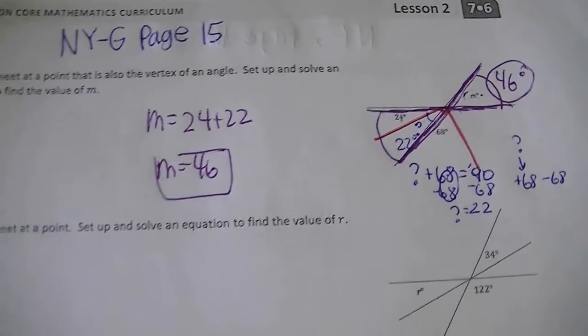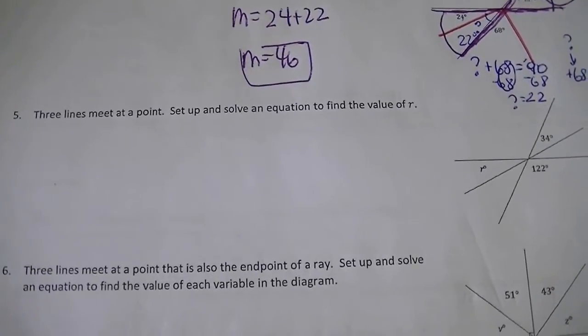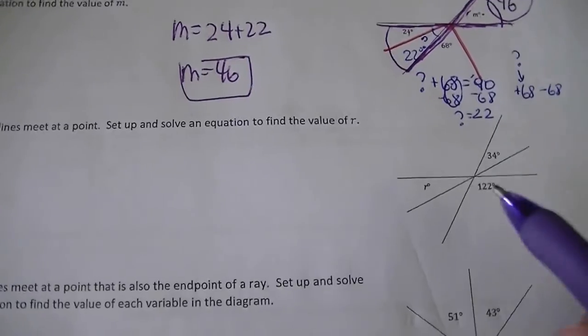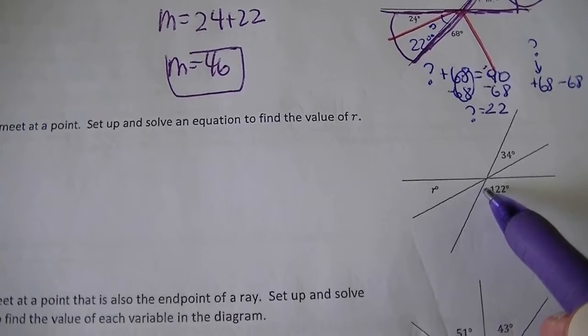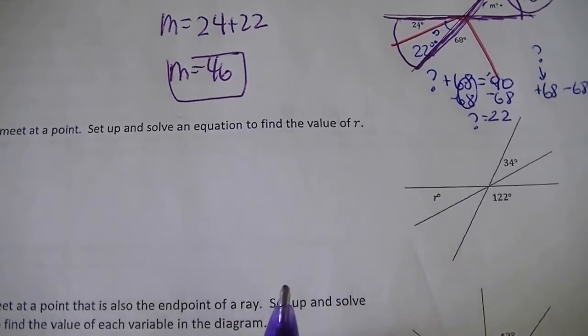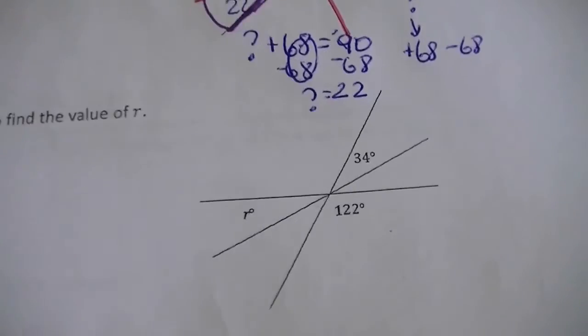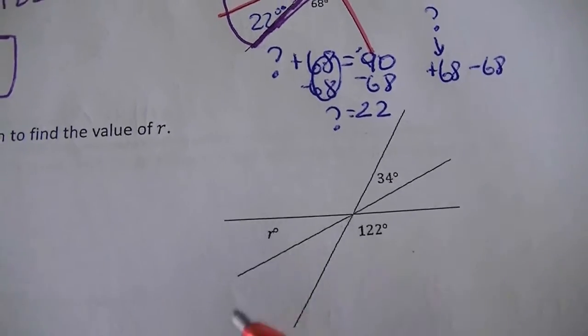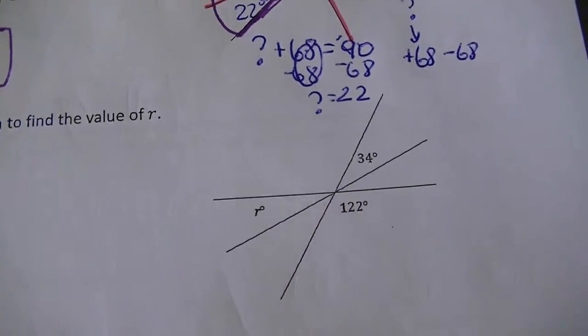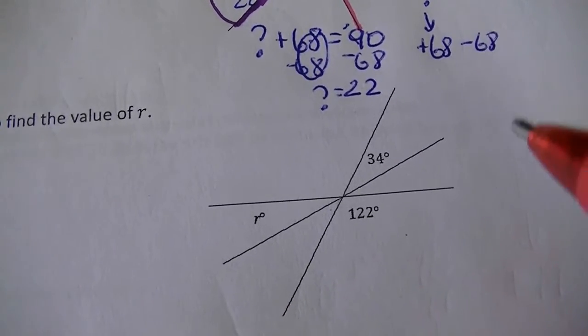All right, the next problem. It says three lines meet at a point. There's three lines, and they're meeting at that point, that little vertex right there. Set up and solve an equation to find the value of r. Okay? So let's go ahead and check out r right there. We don't know this angle right here. So let's see if there's enough information.